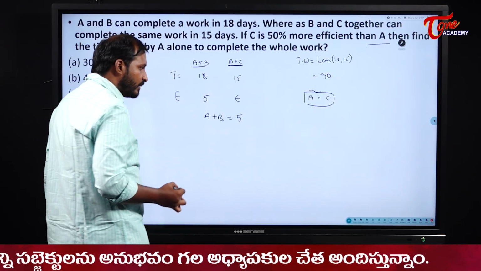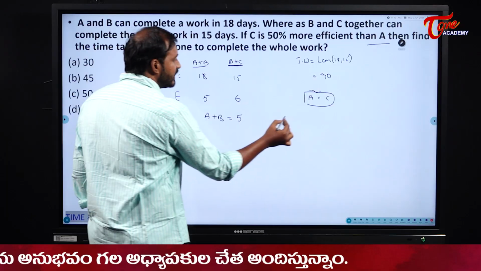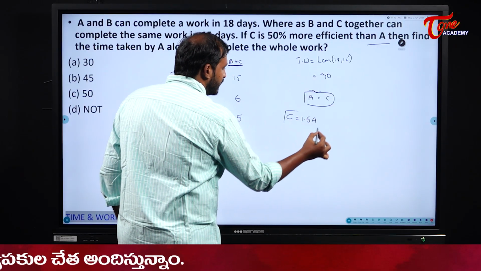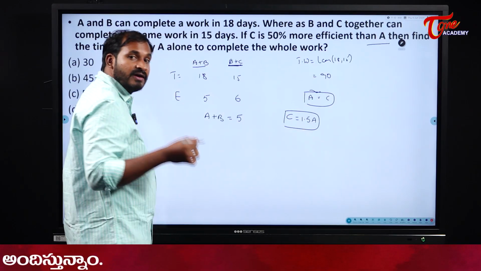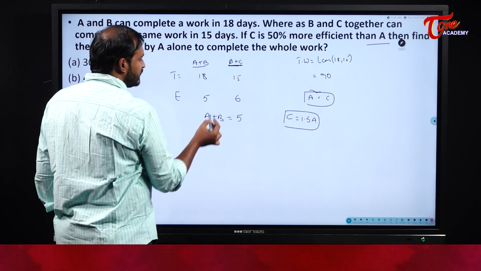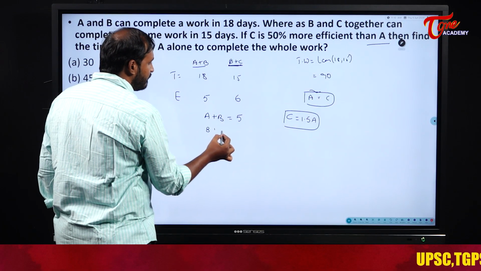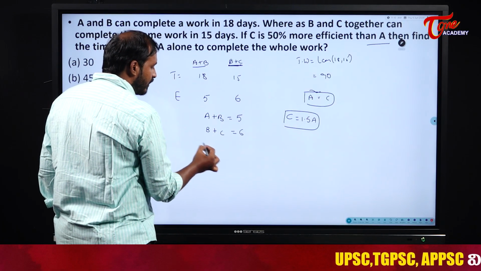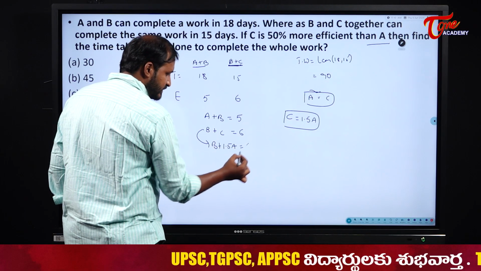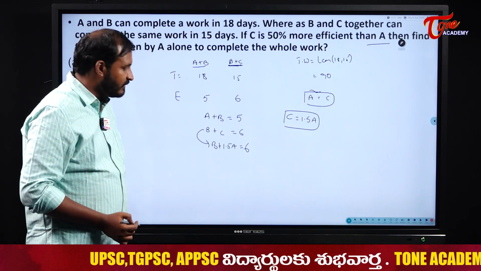5. Okay, good, superb. Next, in place of C, can I write C equal to 1.5 of A or not? Yes. Why? Because C is 50% more efficient than A. So in place of C, since B plus C is 6, I will write B plus 1.5A as 6.